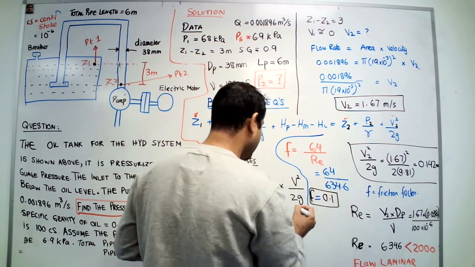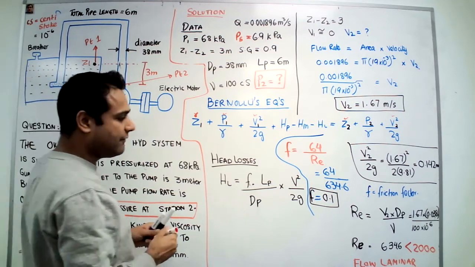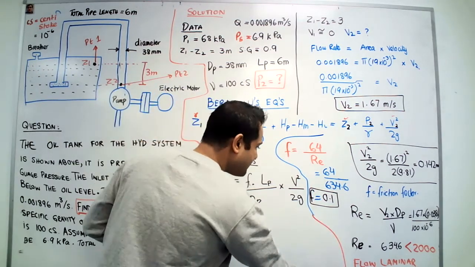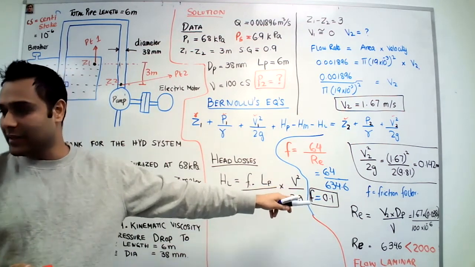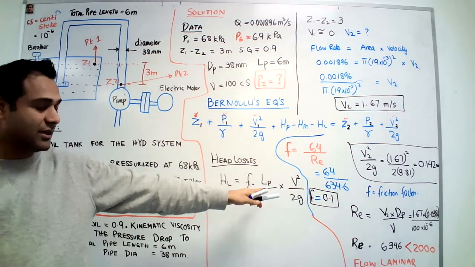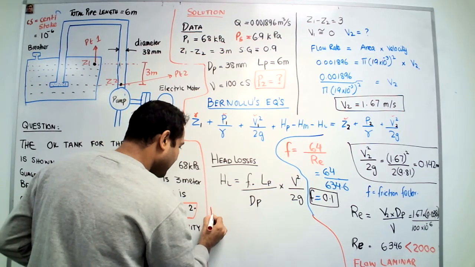So I have the friction factor. Now I got the value for the F. I have LP and I have everything, so I can put that into this equation and get the value for the HL. So let's put that in this equation.